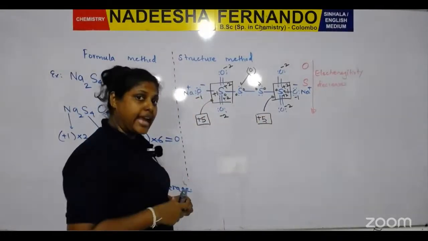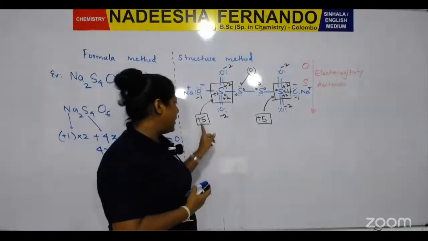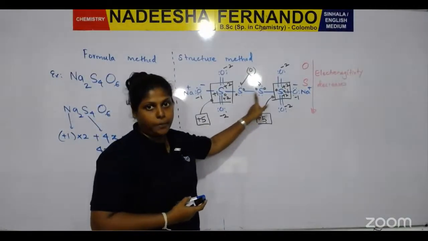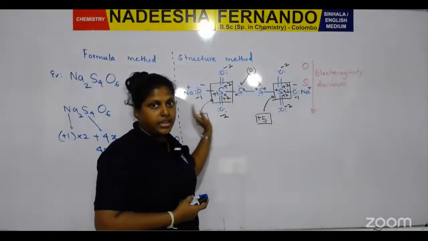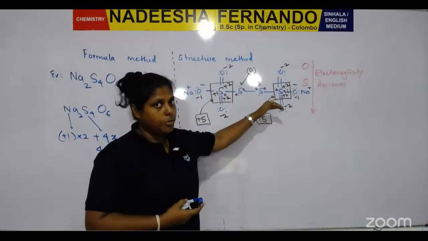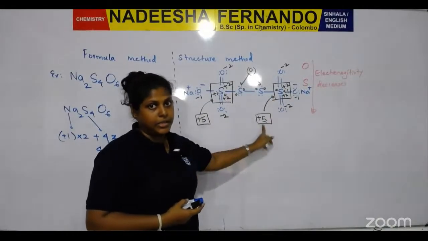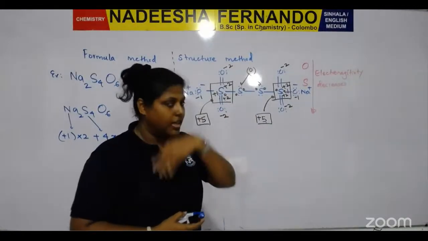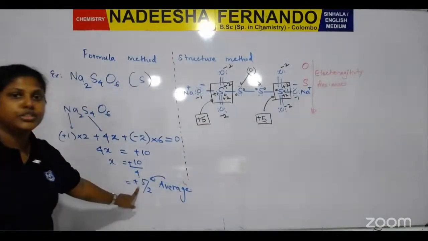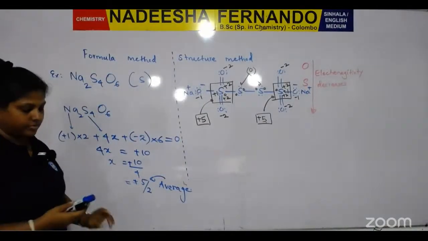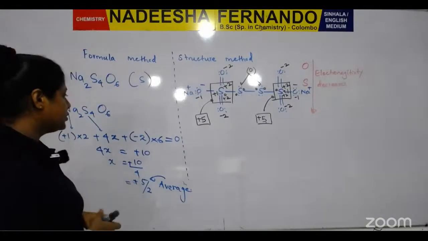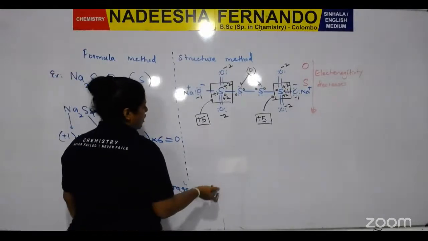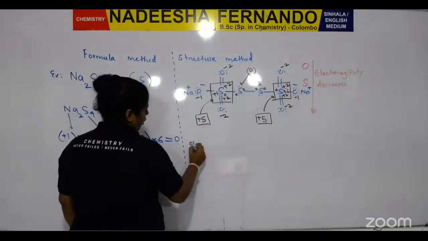So how do we get the average? Plus 5 plus 0 plus 0 plus 5 divided by the total number of sulfur atoms. Plus 5 plus 5 is plus 10. There are 4 sulfur atoms, so plus 10 over 4. That is 5 over 2. Right, please note this down.